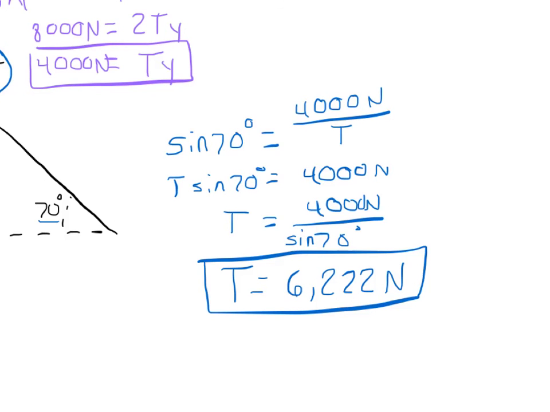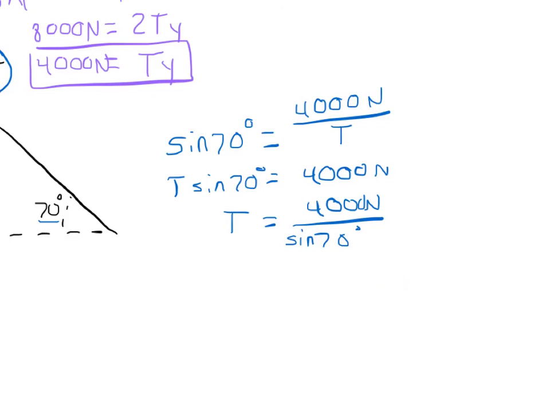Oh, made a small mistake. 4,000 divided by sine of 70 is not 6,222. 4,000 divided by sine of 70 is 4,256 newtons. I'm not sure where I got that other number from, but this is your full answer.